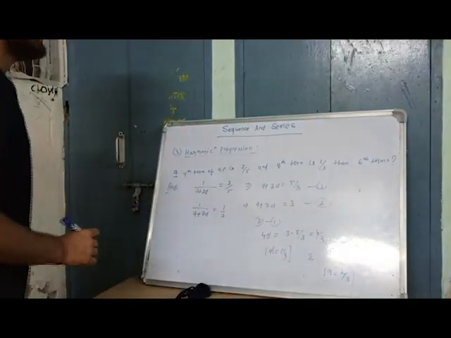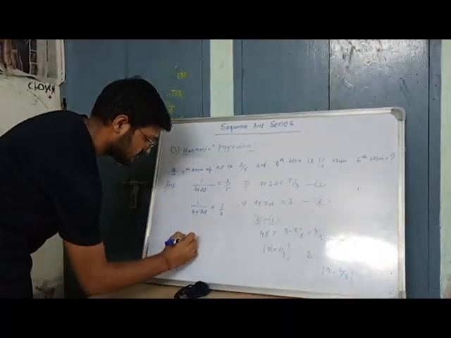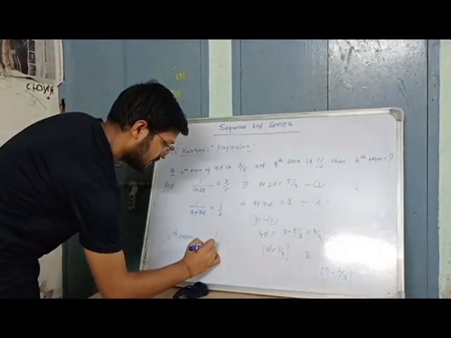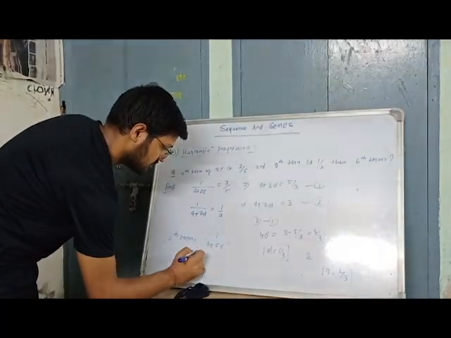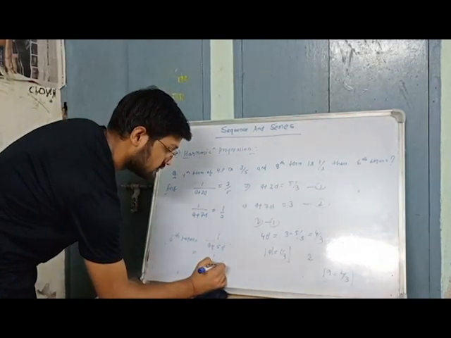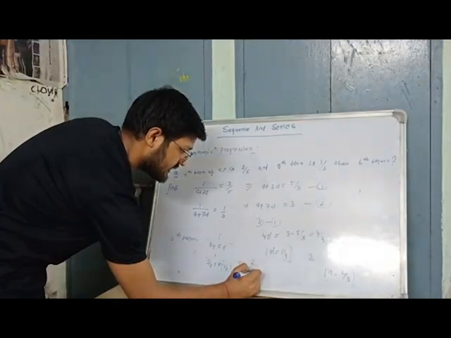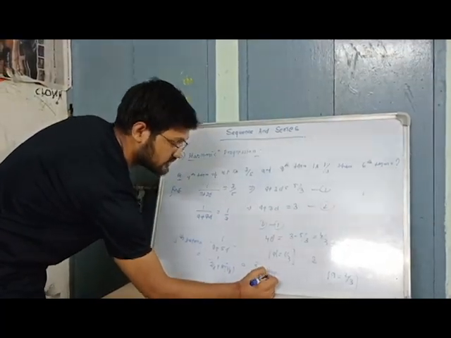Now the question is simple, which asks about the 6th term, which will be 1 by (a plus 5d), which is 1 by the value of a plus 5d, and we can write 7 by 3 will be the answer of this question.